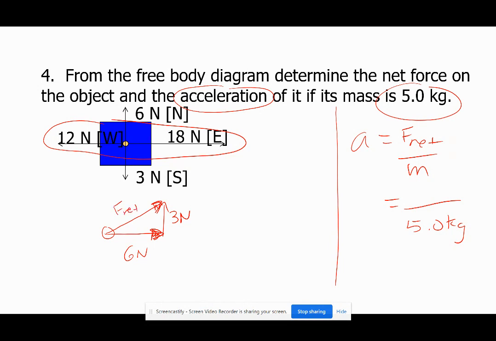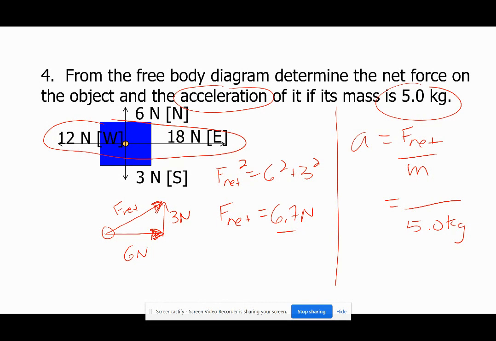Just like you did before, use Pythagorean theorem and say, okay, so F net squared equals 6 squared plus 3 squared, and then make sure you square root it after that. So in my calculator, I go 6 squared plus 3 squared equals square root equals, and I get 6.7 newtons.